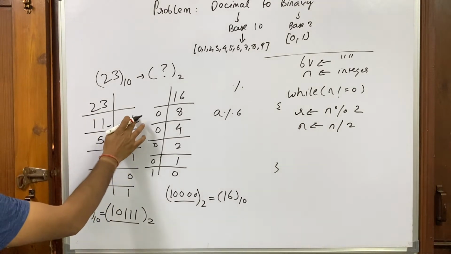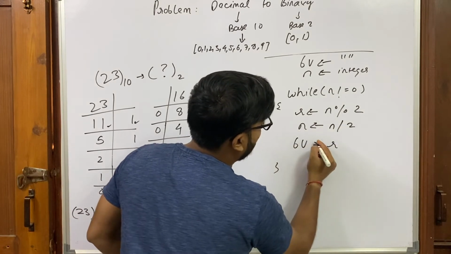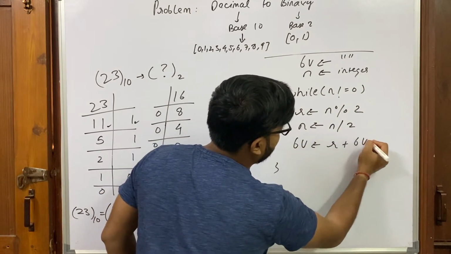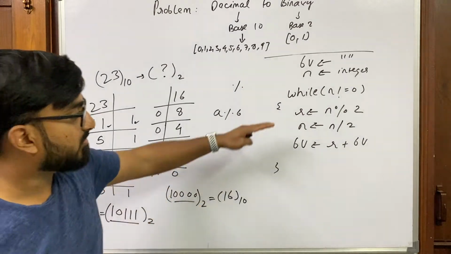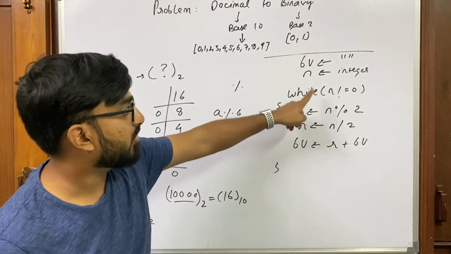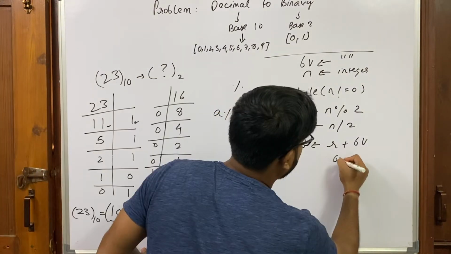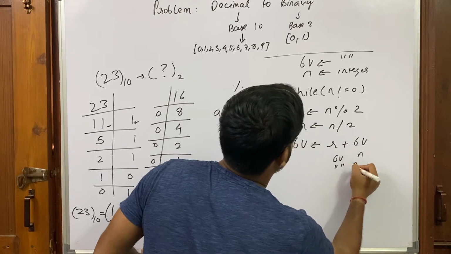So the first remainder comes at last. So we say BV concatenate R to the left of BV, right? After this loop ends, this variable will store the binary value for this integer. Let's take this example of 23.